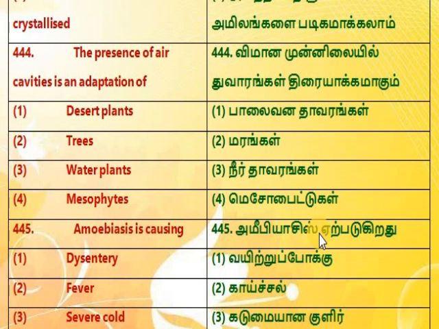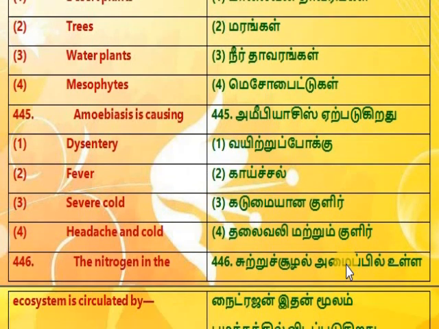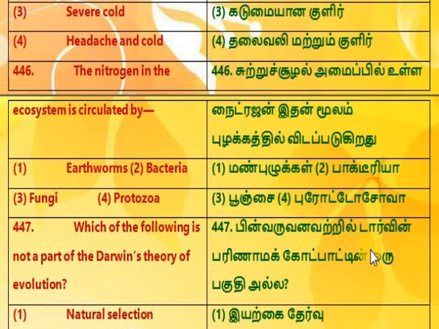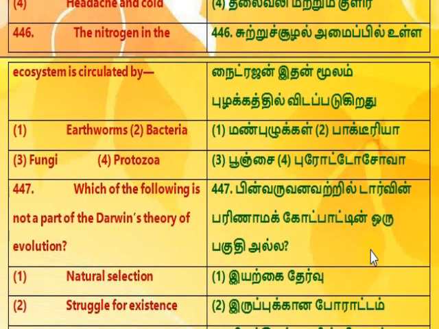444 The presence of air cavities is an adaptation of 1. Desert plants. 2. Trees. 3. Water plants. 4. Mesophytes. 445 Amoebiasis is causing 1. Dysentery. 2. Fever. 3. Severe cold. 4. Headache and cold. 446 The nitrogen in the ecosystem is circulated by 1. Earthworms. 2. Bacteria. 3. Fungi. 4. Protozoa.